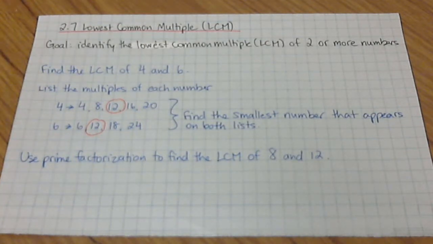Today we're going to move on in our textbook, and we're going to look at something called lowest common multiple. So our goal is to be able to identify the lowest common multiple of two or more numbers.